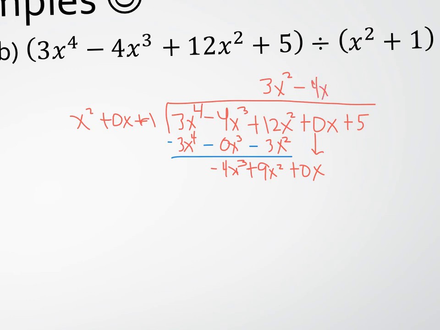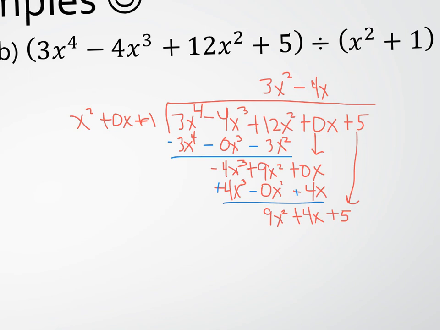And we continue the process. Distribute: negative 4x cubed, 0x squared, and negative 4x. We're going to change the signs of that bottom expression so we can subtract. And notice we have 9x squared plus 4x plus 5. Oh yeah, we dropped down the 5. And now we're going to start the process all over again.